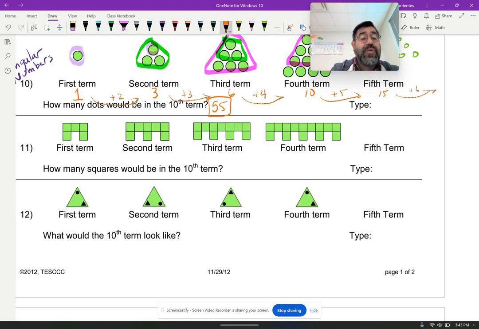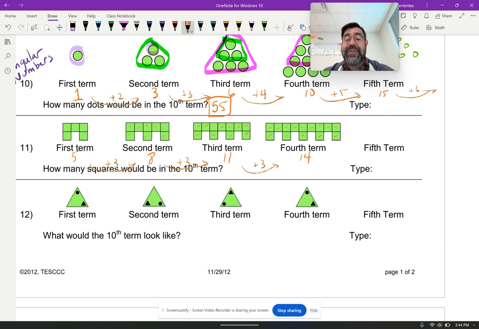Well, let's see how many squares there are in the first term here. 1, 2, 3, 4, 5. In the second term, 1, 2, 3, 4, 5, 6, 7, 8. In the third term, 1, 2, 3, 4, 5, 6, 7, 8, 9, 10, 11. In the fourth term, 1, 2, 3, 4, 5, 6, 7, 8, 9, 10, 11, 12, 13, 14. Is there a pattern with the numbers to get from the first term, which is 5 squares, to the second term, which is 8 squares, 11 squares, 14 squares? What's happening every time? Well, it looks like we're adding 3 every time.